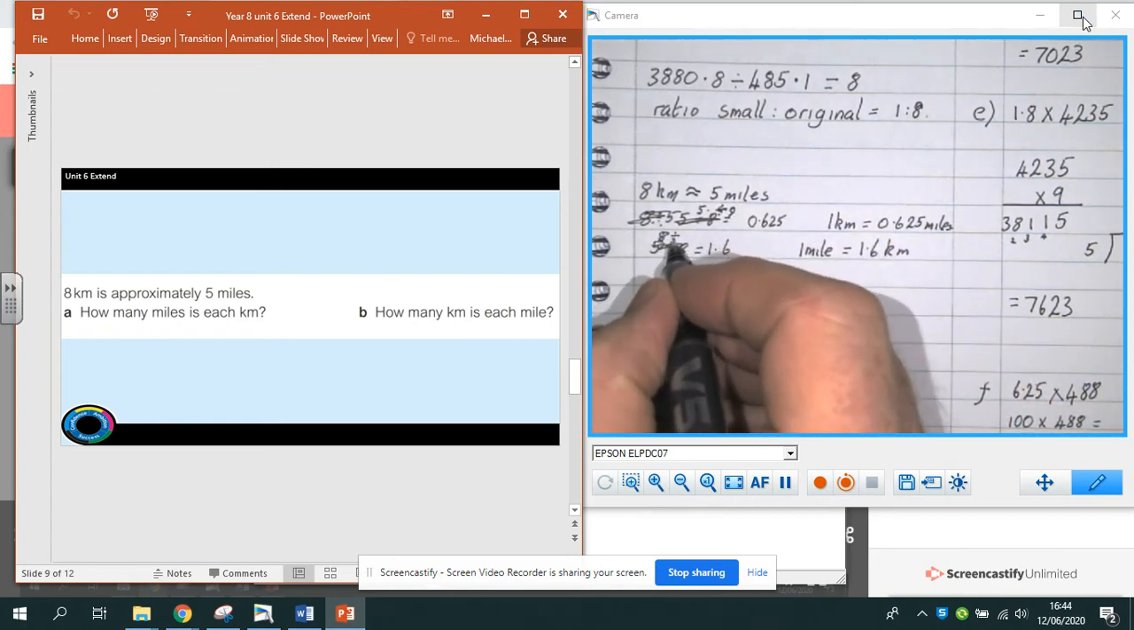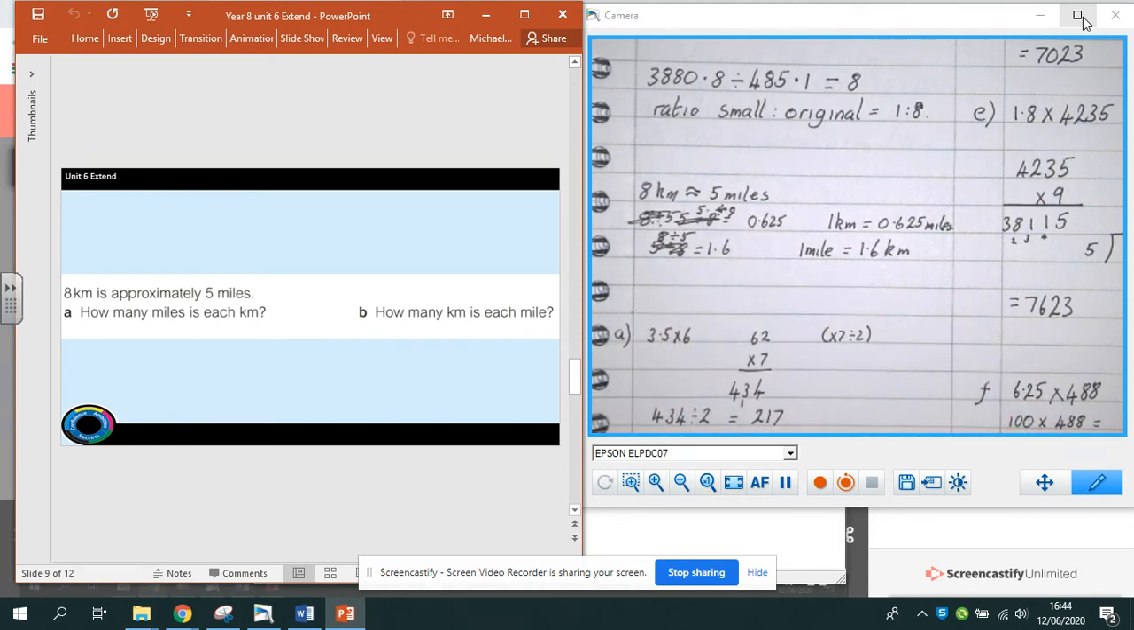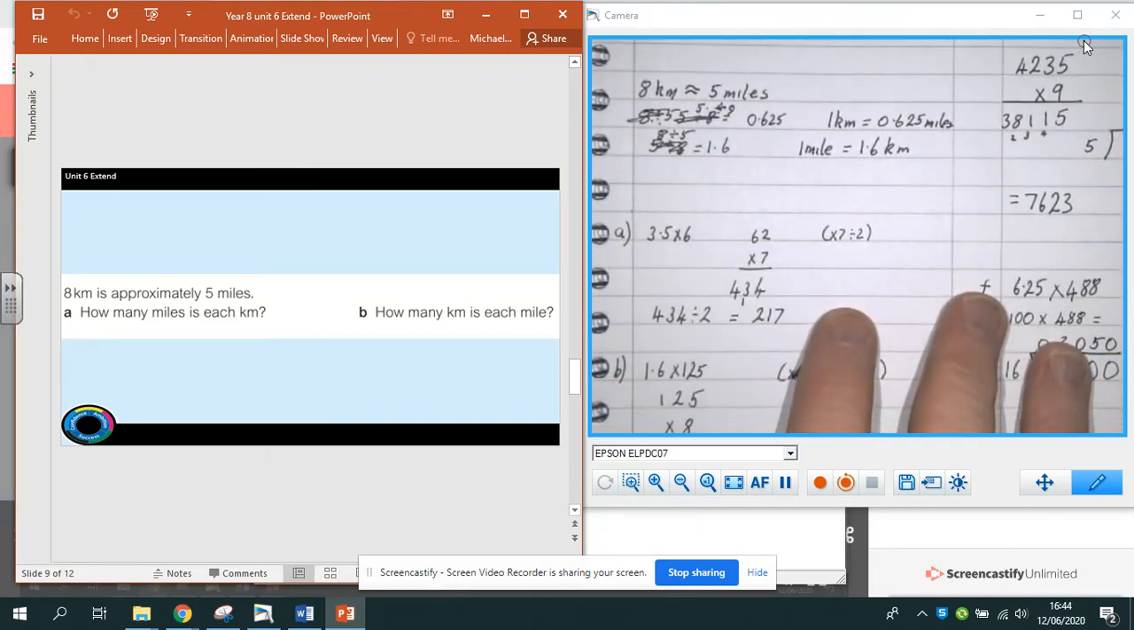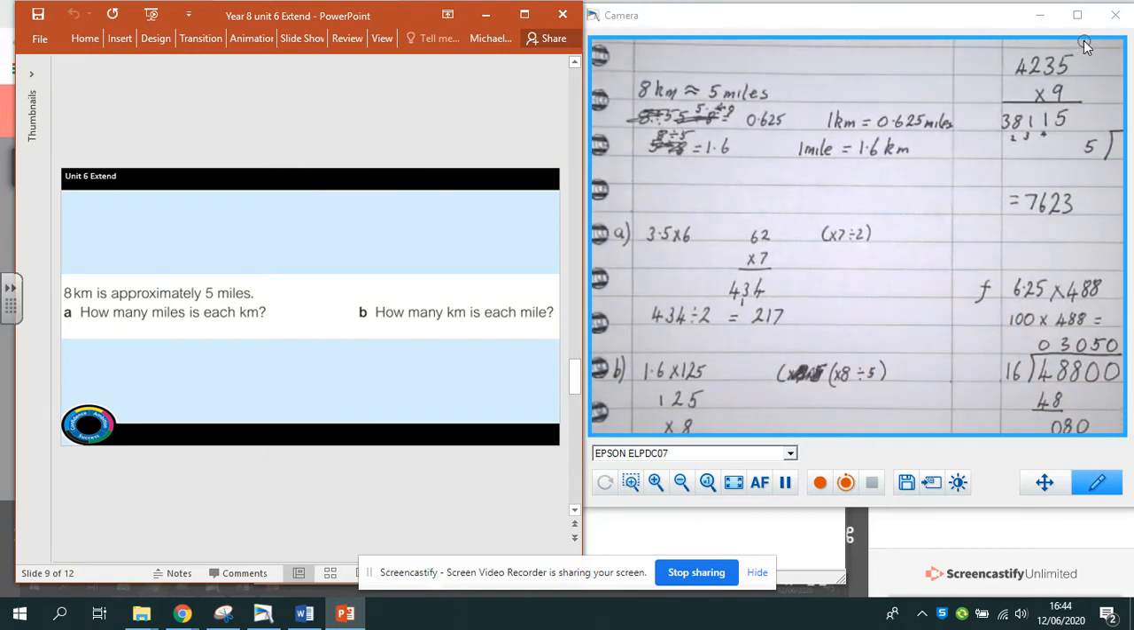8 divided by 5 is 1.6. I'm sorry about the mess I've made there, but the answers are the same. 1 kilometre is 0.625 miles, and 1 mile is 1.6 kilometres. Okay, if you need to do any corrections, please do so now.